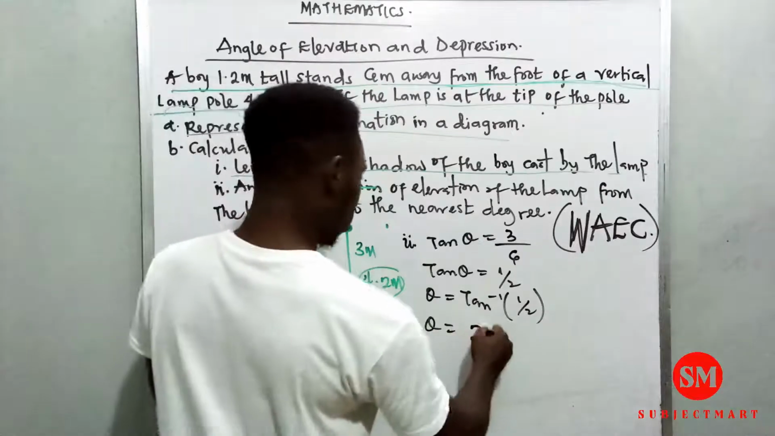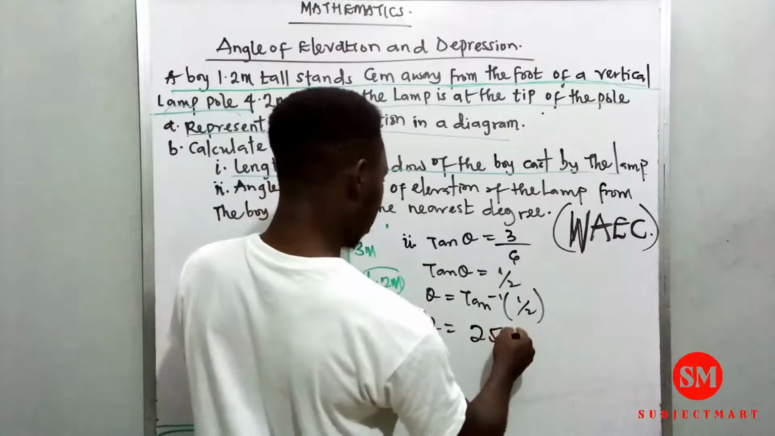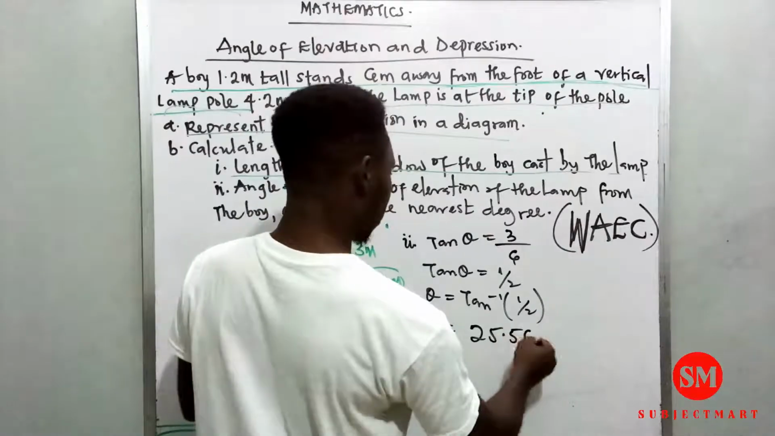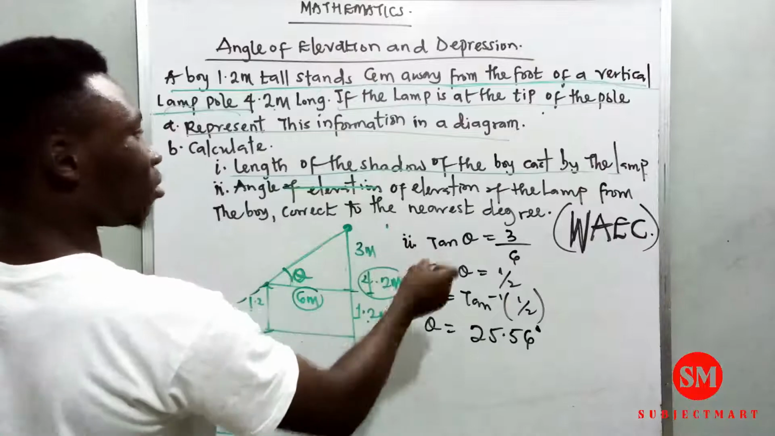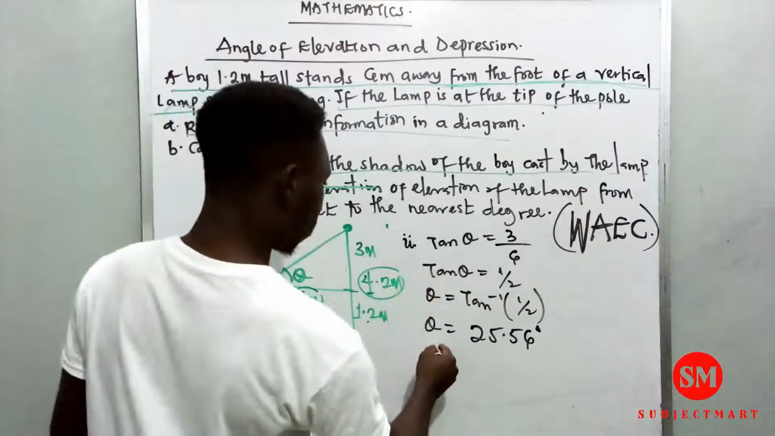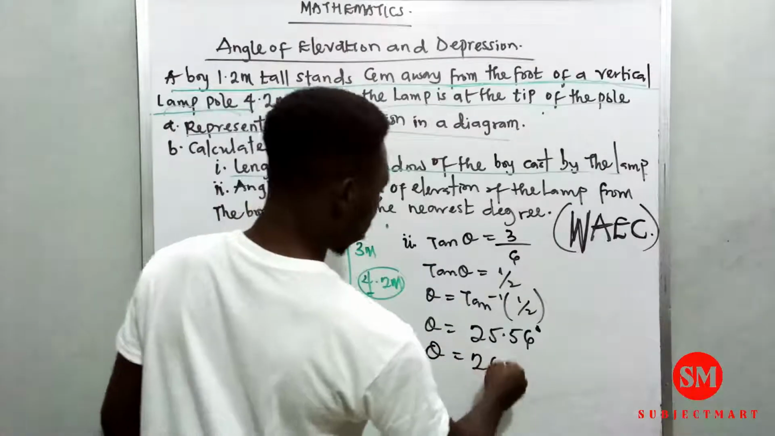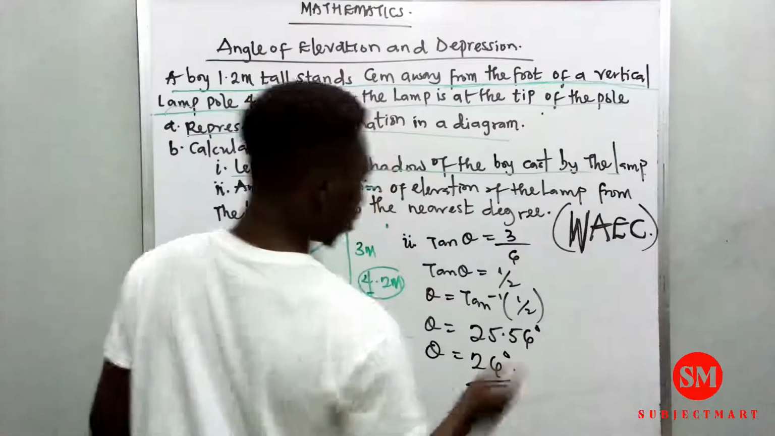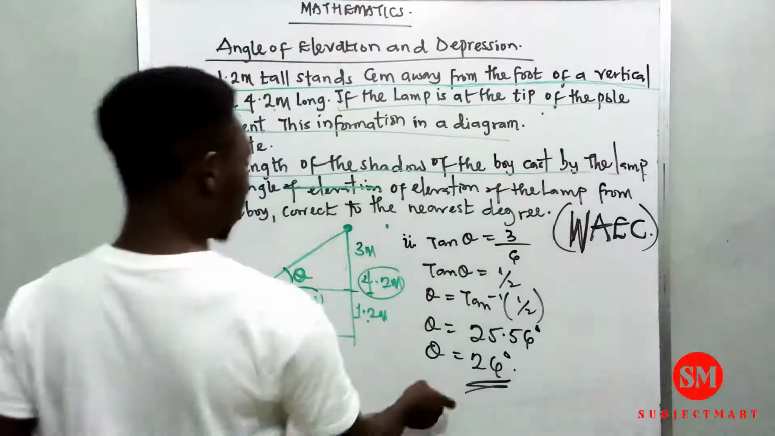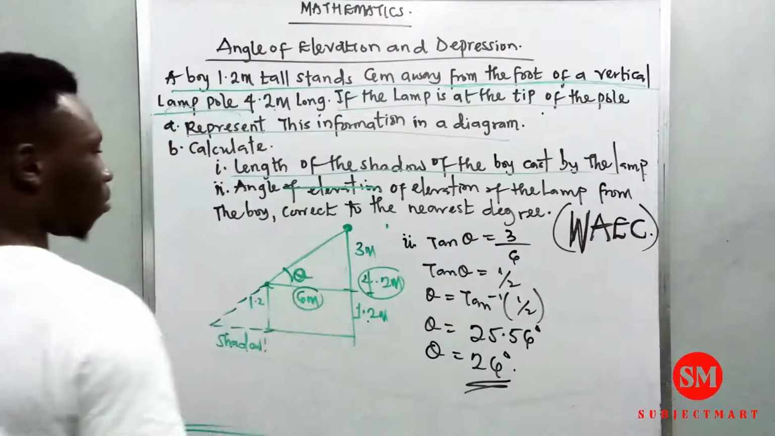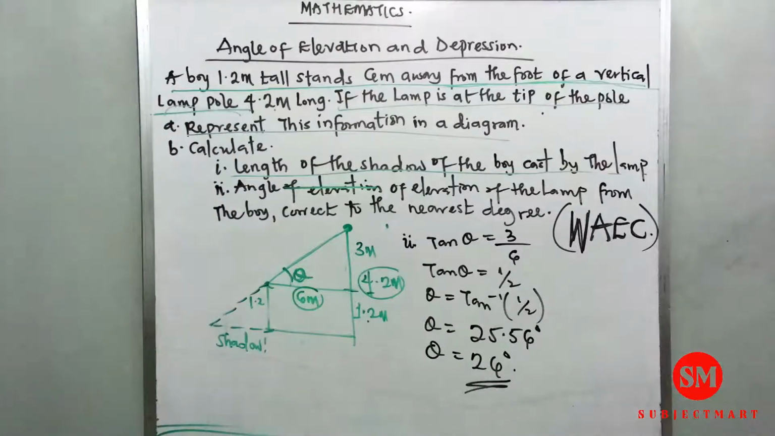That's going to give us 25.56 degrees. Now they asked us to correct the answer to the nearest degree. So our theta here is equal to 26 degrees to the nearest degree. Now, having found 26 degrees, let us continue.